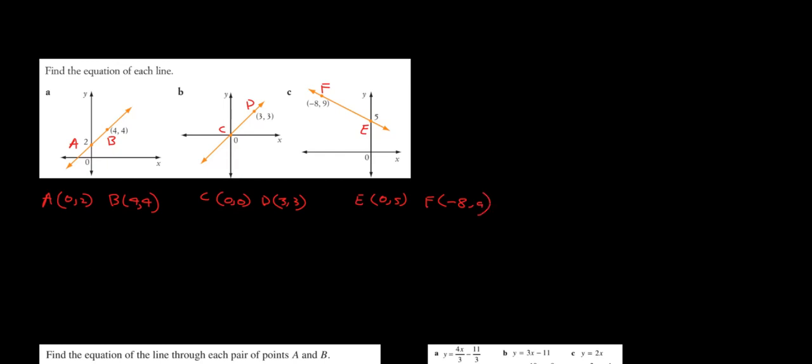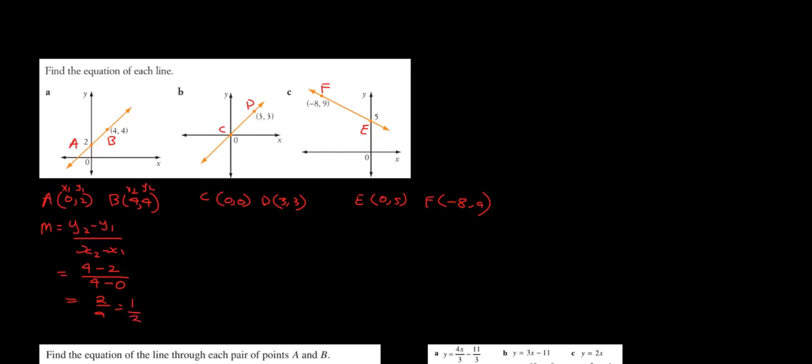So let's find the gradient then. The gradient is the change in y values over the change in x. Let's label these x1, y1, x2, y2. So y2 is 4, subtract 2, and we've got x2 4, subtract 0. 2 over 4, so we get a gradient of half.